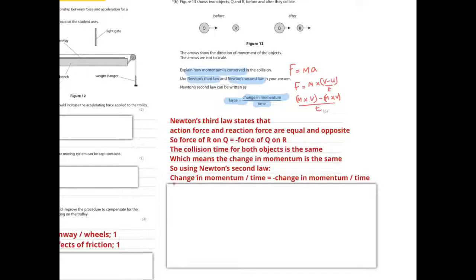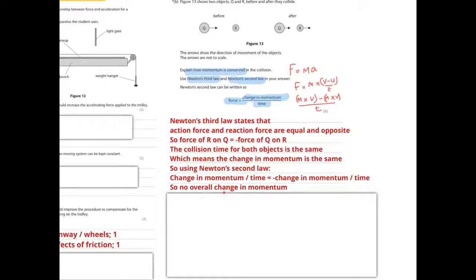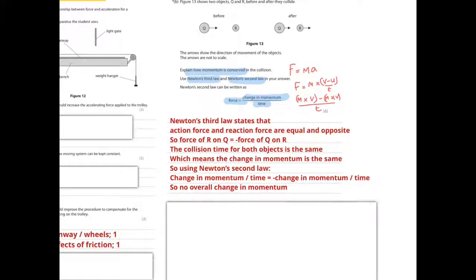What this means is we're talking about the law of conservation of momentum. So momentum is always conserved. So when this collides, the momentum that was in this one will be conserved in the momentum in this one. So the change in momentum divided by time will equal the negative change in momentum divided by time. So there's no overall change in momentum. So we've used Newton's second law to explain why momentum is conserved.